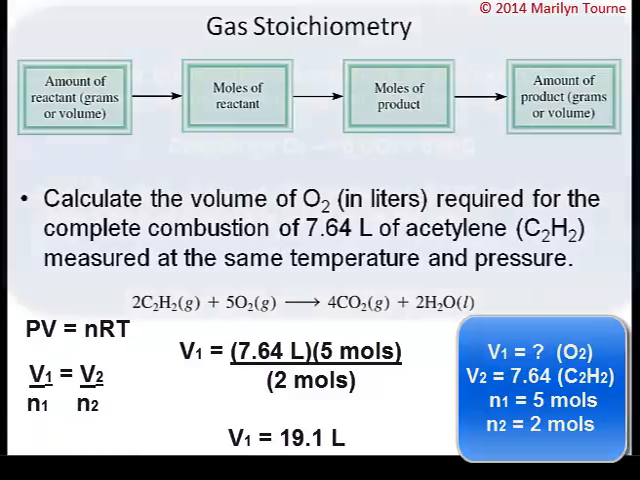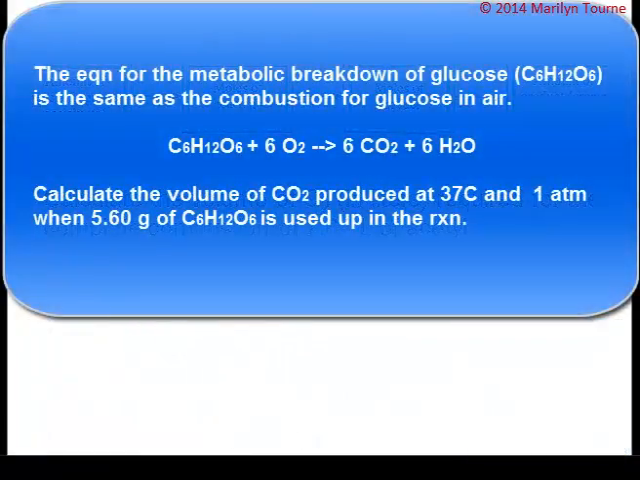Let's try another one. The problem says the equation for the metabolic breakdown of glucose, C6H12O6, is the same as the equation for the combustion of glucose in air. And then they give you the chemical reaction. It's 1 mole of glucose plus 6 moles of oxygen gas yields 6 moles of carbon dioxide gas plus 6 moles of water. The actual question is, calculate the volume of carbon dioxide produced at 37 degrees Celsius and 1 atm when 5.6 grams of glucose is used up in the reaction.